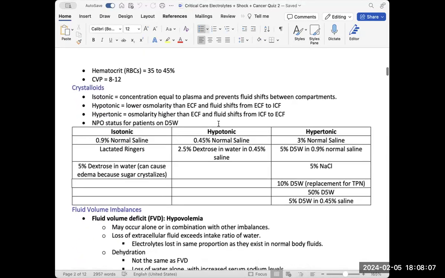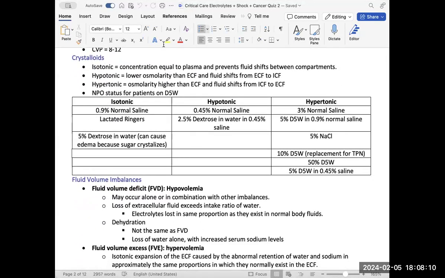The next really important thing that I want to look at is the crystalloids, or the different types of fluids. So we have isotonic, hypotonic, and hypertonic. And what's really great about isotonic solutions is that they don't really move fluid between the compartments, meaning between intracellular and extracellular. It's pretty good with keeping fluid where it's supposed to be, except Dr. Remy said for isotonic that 5% dextrose in water, when it goes into the blood, the sugar can begin to crystallize and it can cause edema. So that's why we have to be very careful with D5W. But for 0.9% normal saline and lactated ringers, it's not really the case.